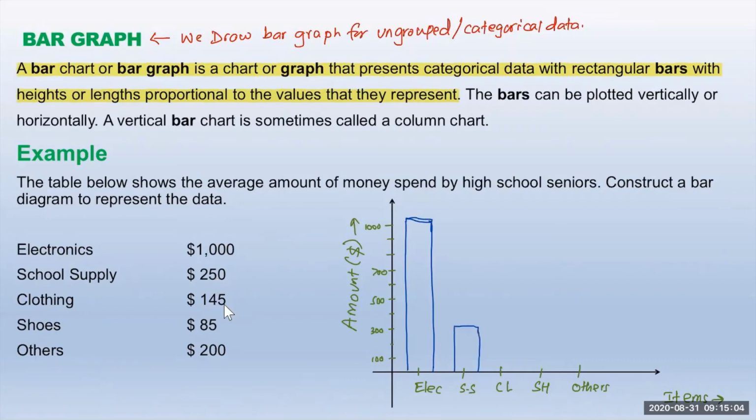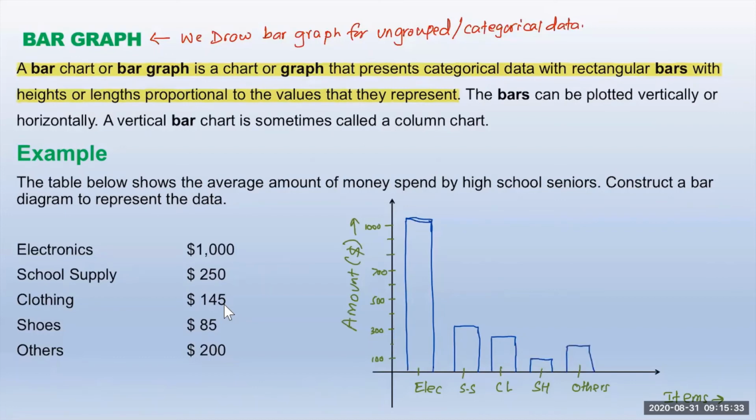Clothing, we have 145, so a little bit smaller than that. Okay, that is clothing, 145. Shoes, you have $85, lower than 100. And then we have others, 200. Others, 200.